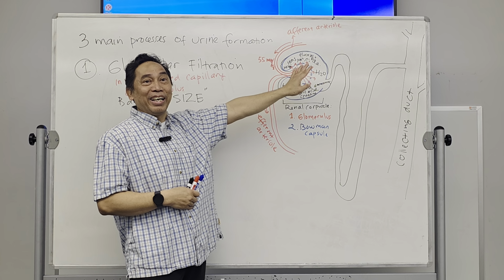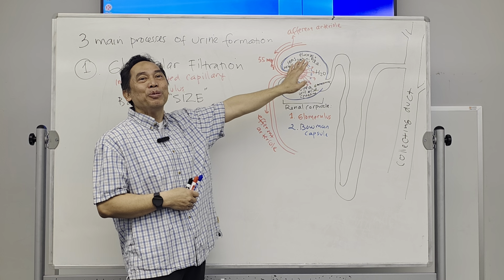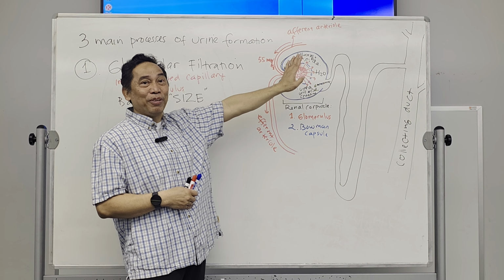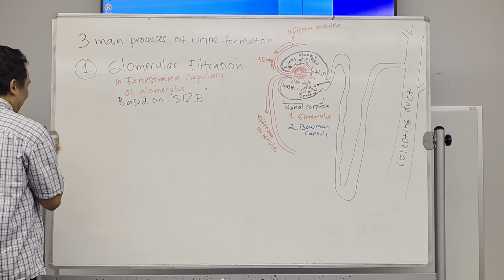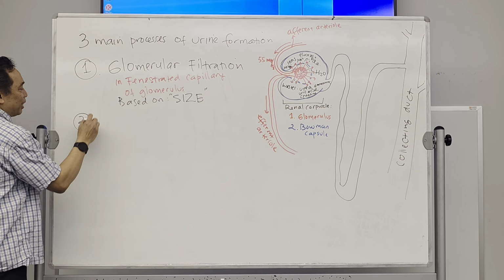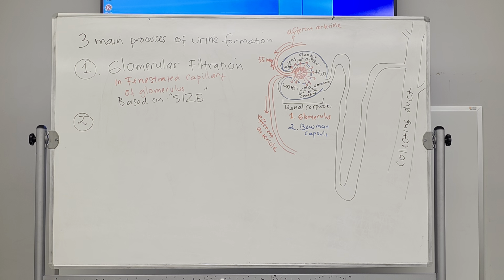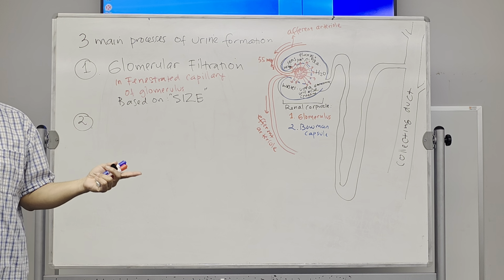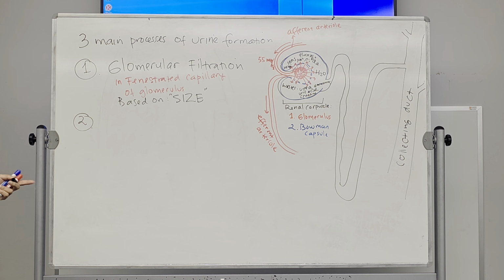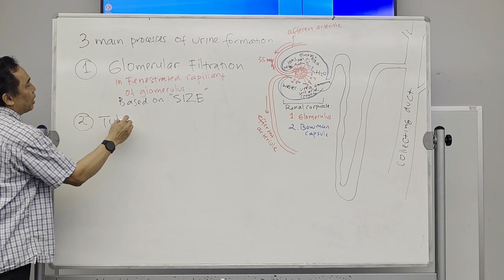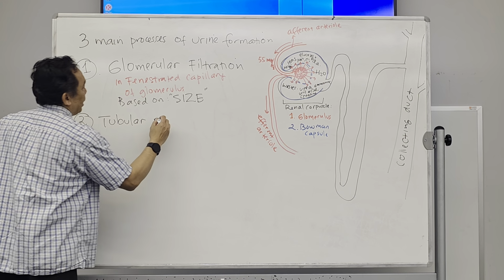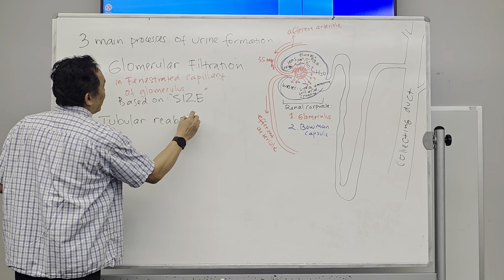We don't like that. We don't like that. We have to take it back. You follow this? This is the reason why there will be a second process. So this really makes sense why we have this process, the second process over here. What is the second process called? It is called the tubular reabsorption.